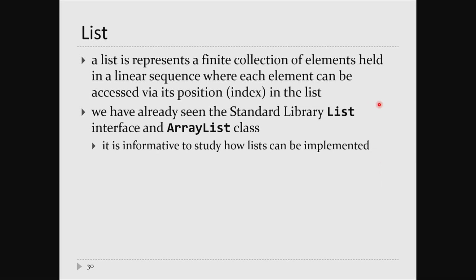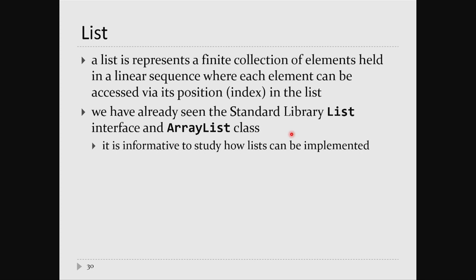Okay, so you all know what a list is. A list is just a finite collection of elements. They're a linear sequence, like a stack and queue. Unlike a stack and queue, though, you can access an element in the list via its position, whereas in a stack, you can only access elements from the top, and in a queue, you can only access them from the front. So in a list, you can access them from everywhere.